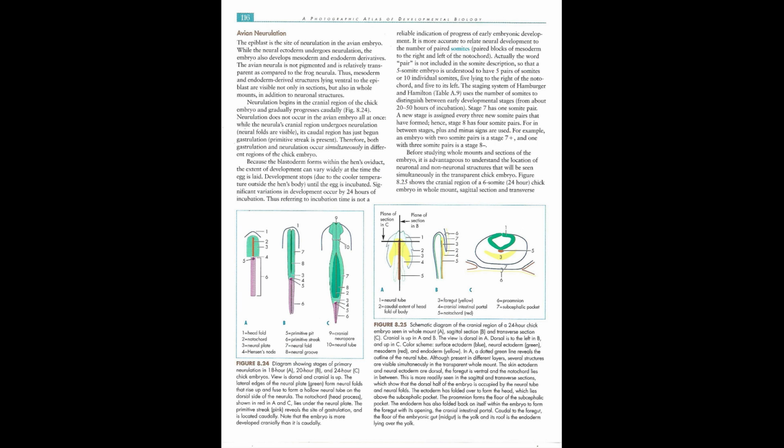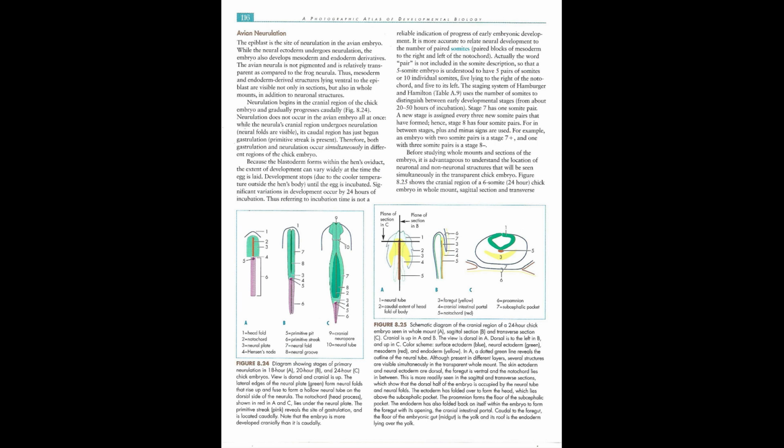Because the blastoderm forms within the hen's oviduct, the extent of development can vary widely at the time the egg is laid. Development stops, due to the cooler temperature outside the hen's body, until the egg is incubated. Significant variations in development occur by 24 hours of incubation. Thus, referring to incubation time is not a reliable indication of progress of early embryonic development.